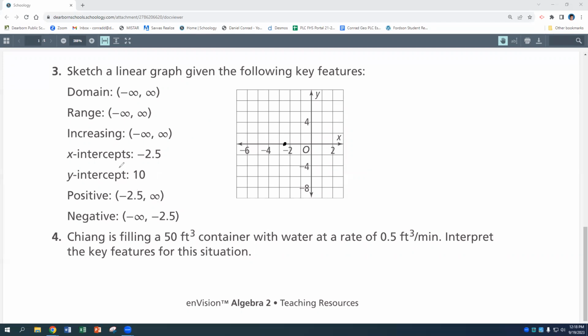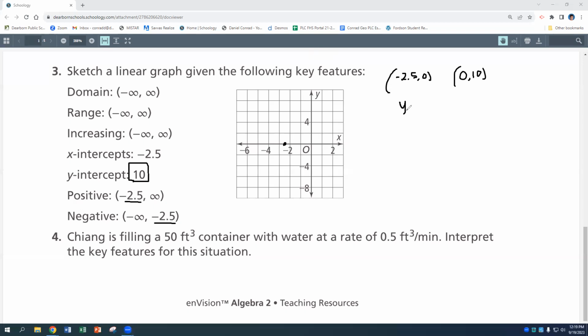Okay. Let's look at some of these other things. Increasing, so it's going to be going up the whole time. Okay. And then again, this is where it crosses. So the only other information here we have is the y-intercept, but that gives us 2 points. Okay, so our 2 points we know are going to be negative 2.5, comma 0, and 0, comma 10. So we can use that to find the slope of our line, and then we can plot our line in here because it doesn't fit.